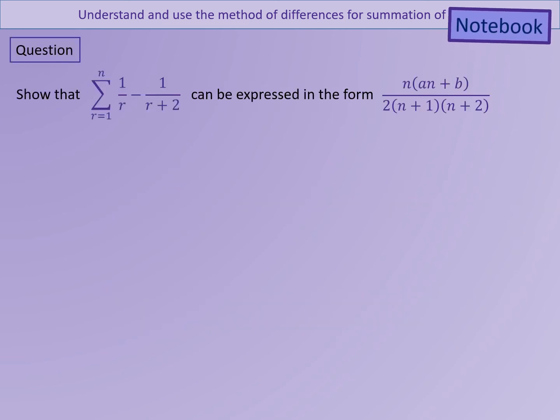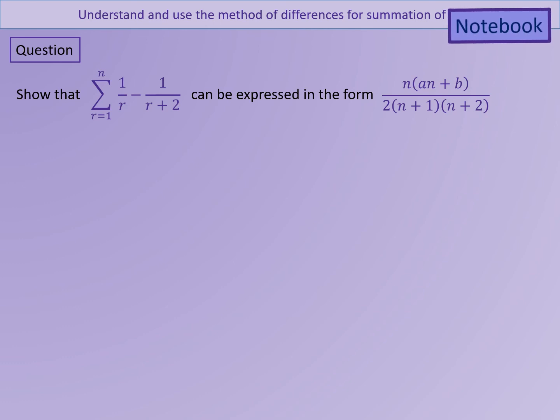So here is another example of a situation where we might use the method of differences. The question doesn't explicitly say that we're going to use the method of differences, but we can see that it will be applicable because we've got a minus in between the two terms in the rule, and we've also got two functions that are very similar, just with one number different each time. So we're trying to find the sum of 1 over r take away 1 over r plus 2. So you can think of this as being f of r take away f of r plus 2.